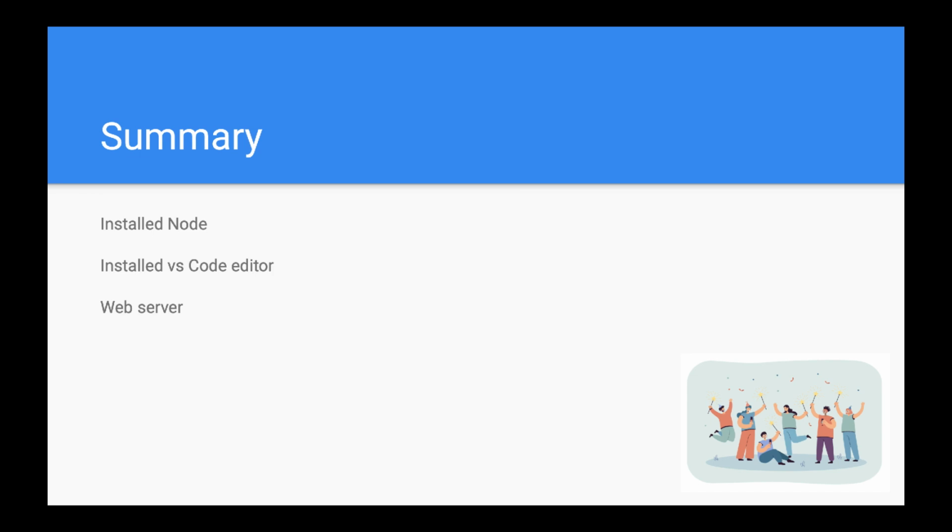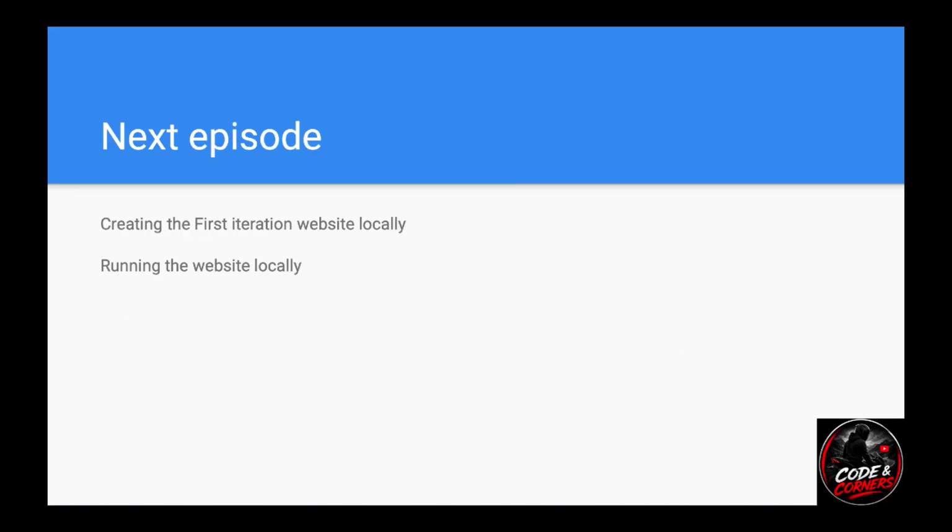And in summary, you've got everything installed, ready for episode 5. You've got Node, npm, npx, VS Code Editor, and you've actually run a web server locally. On the next episode, you will finally be writing some code. You'll be creating the first iteration of the app that I showed in episode 1 and running it locally on your machine. On to the next.